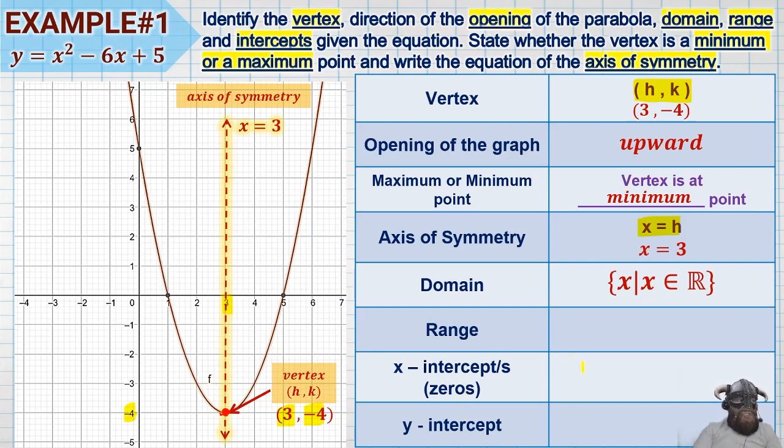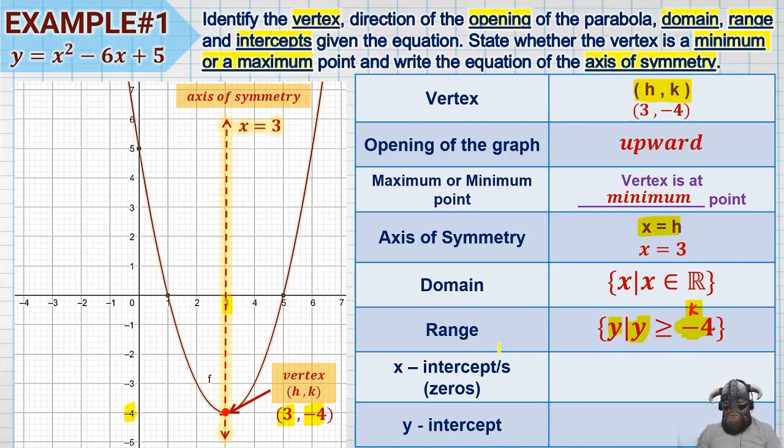So, just need to write it into set notation. So, greater than, ganun yun, greater than or equal. So, y such that y is greater than or equal to negative 4. Where in negative 4, madali lang naman i-identify yan. Si negative 4 is yan yung ating k value of the vertex.